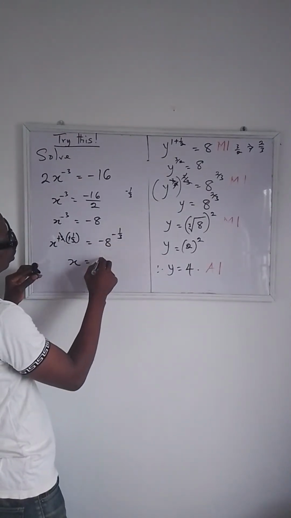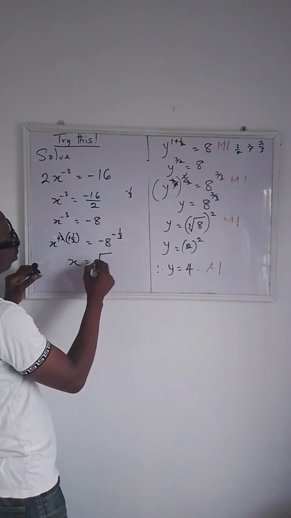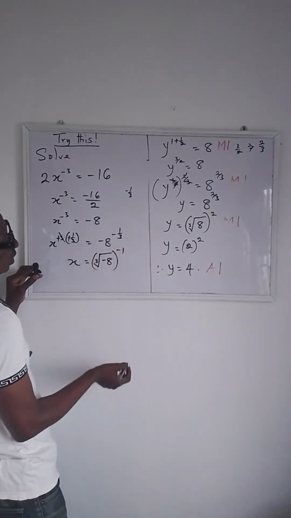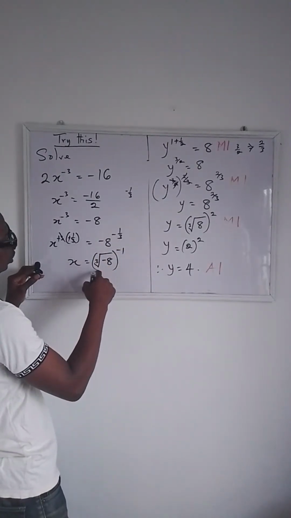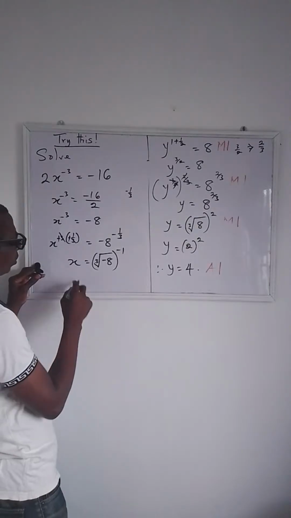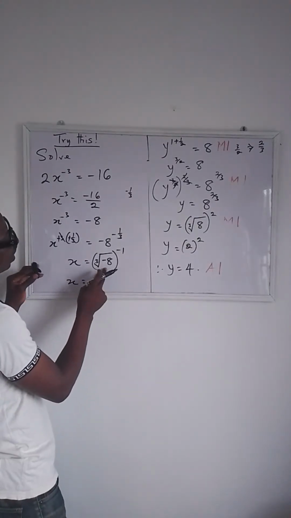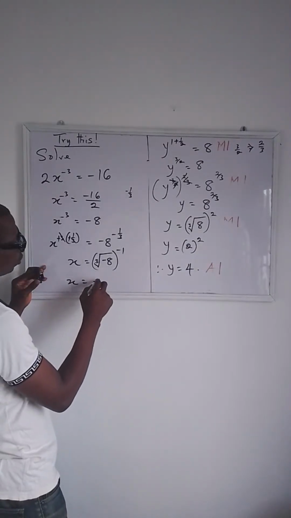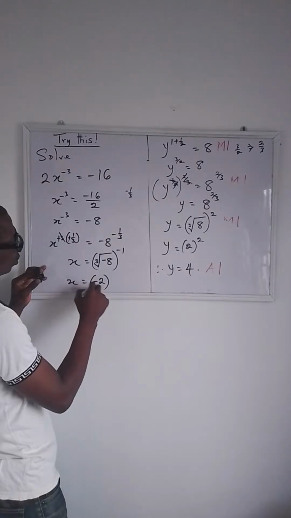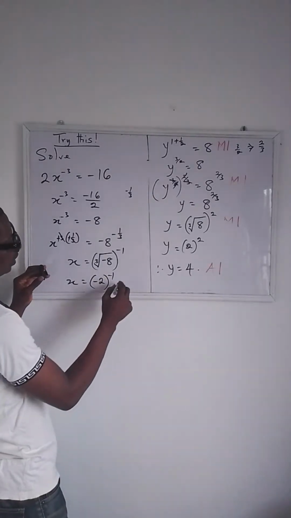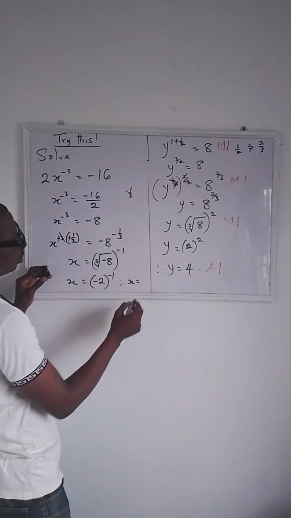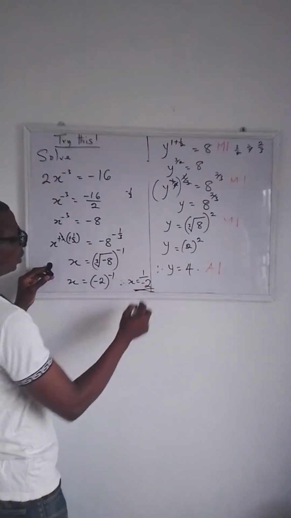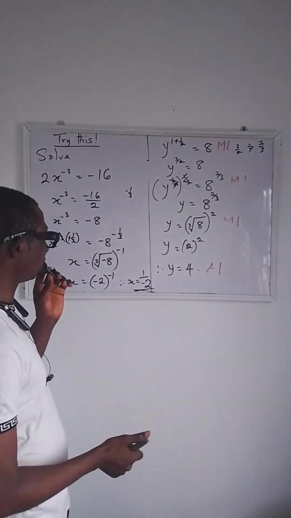Now this is going to be the cube root of minus 8, raised to the power of minus 1. Now these 3 have turned to the cube root here. So we have x equals to, now when you find the cube root of minus 8, you have minus 2. You have minus 2 raised to the power of minus 1. Okay, so therefore x equals 1 over minus 2. So this is going to be the answer to the problem.